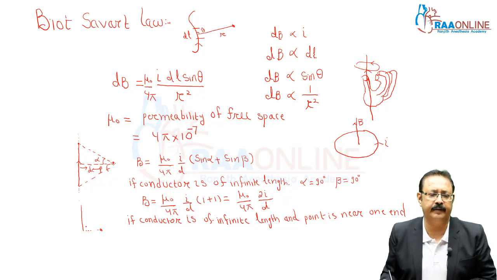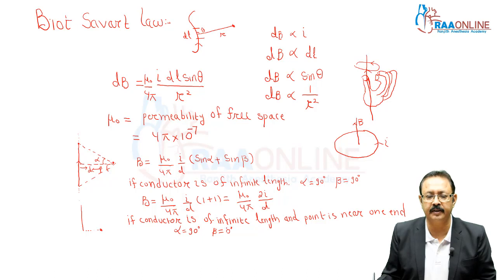So what will happen if this point is moving towards this perpendicular line? What you are observing, beta will start decreasing. So beta will become 0. Alpha is 90 degree, that point is not visible, but you are near the lower end. So in this case, beta will become 0.